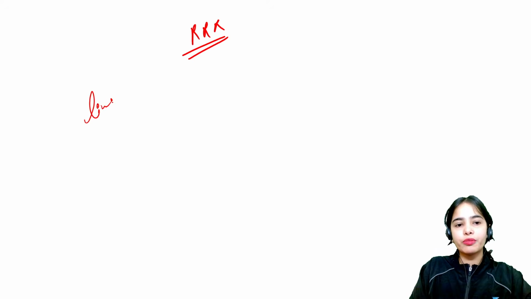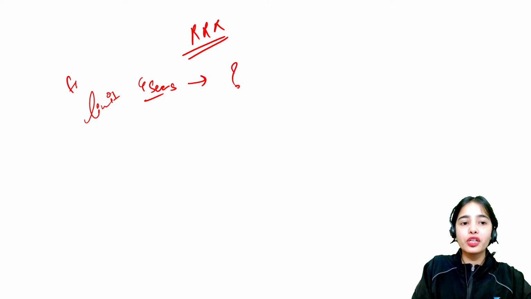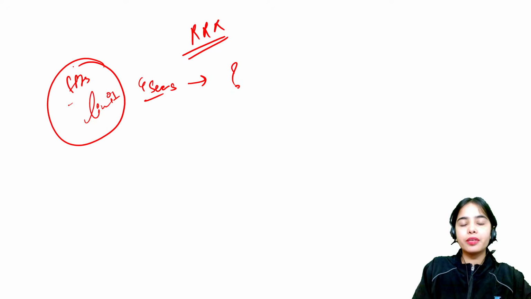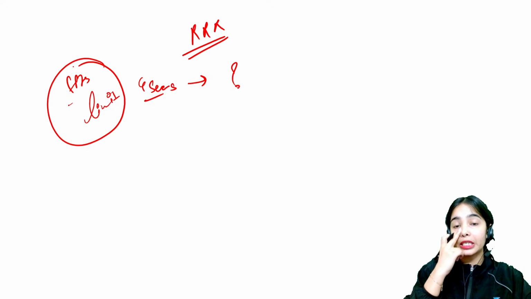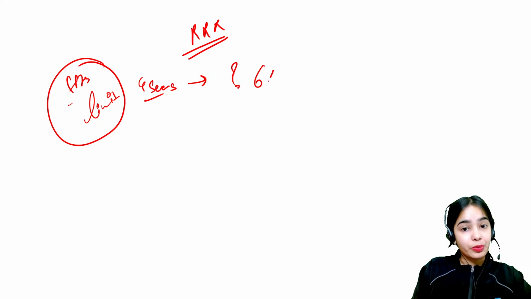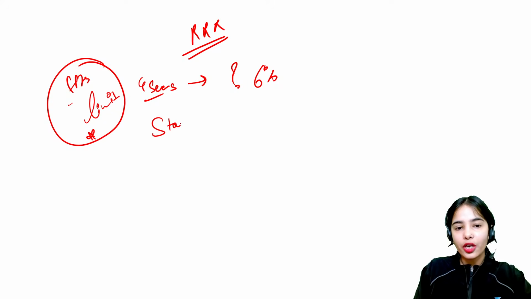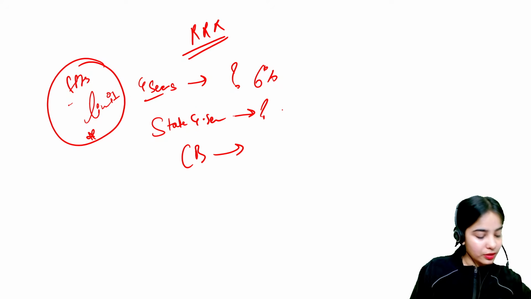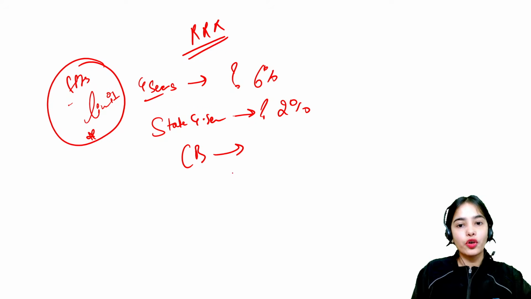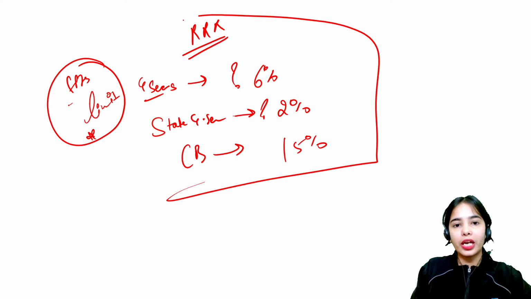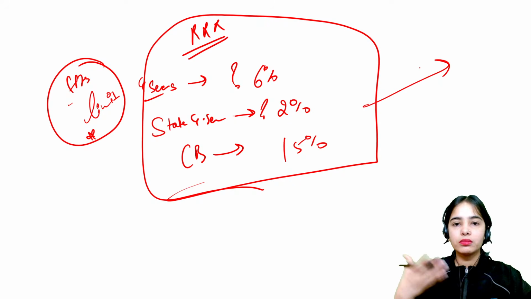What is the limit for the government securities? I want rapid fire answers. Okay, so what is the limit for the government securities? Anyone? What is the limit for the foreign portfolio investors for the government security investment? It is 6%. What is the limit for the foreign portfolio investors to invest in the state government securities? And for the corporate bonds? Okay, for the state government securities, it is 2%. For the corporate bonds, it is 15%. Okay, from the outstanding stock of securities.